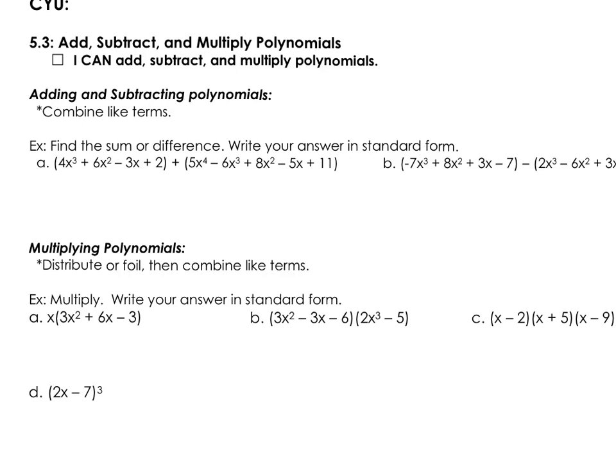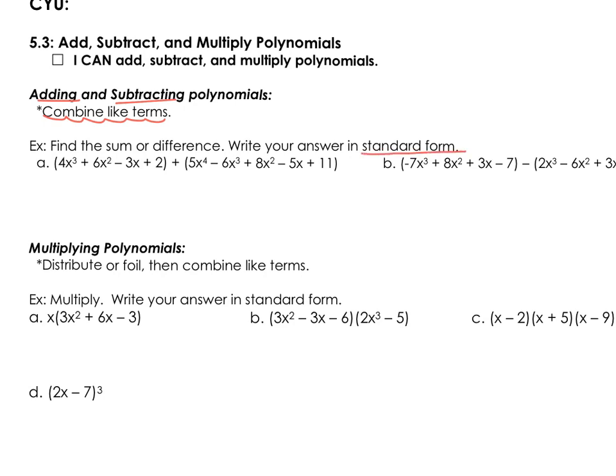Our final lesson for semester 1 is 5.3, Add, Subtract, and Multiply Polynomials. This lesson is probably the easiest one we're going to do in Chapter 5, so that's kind of a nice way to end. If we're going to add and subtract polynomials, you're literally doing just that. We're going to combine like terms. We always want to write our answer in standard form.